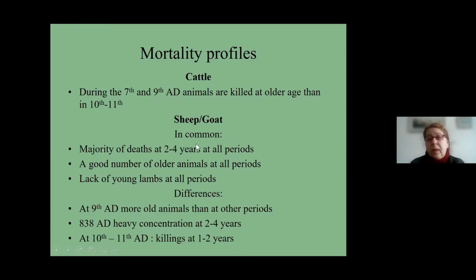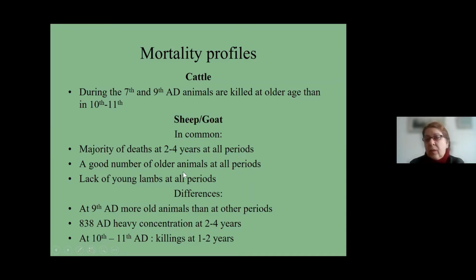The sheep and goat profiles gave me the information that in all the three periods, we have the majority of deaths at 2 to 4 years. That is a typical meat-taming strategy. 2 to 3 years, actually, that would be the ideal. It is not a surprise because, as I said before, this is a large city and obviously needs to be provided with meat from the countryside. So we are seeing the city consumption of meat.